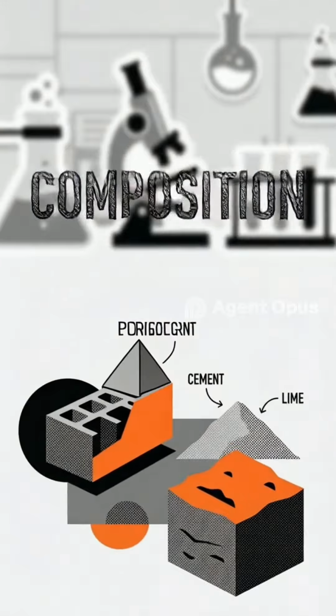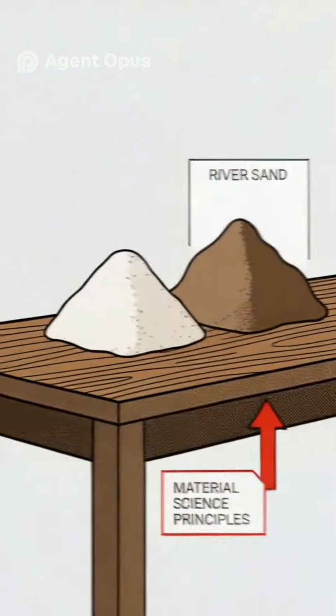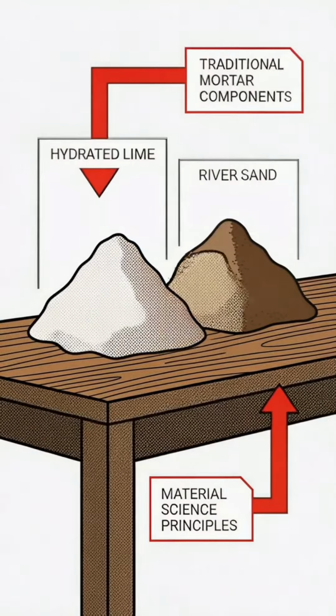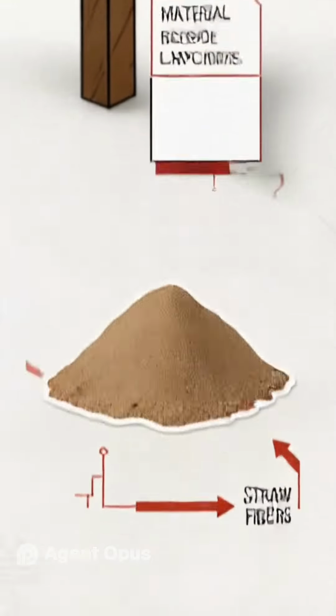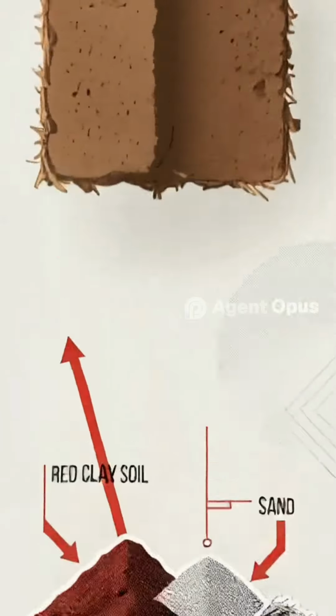Start with composition. Cement plaster is typically a mixture of Portland cement, sand, and water. Lime plaster consists primarily of hydrated lime and sand. Mud plaster is composed of clay-rich soil, sand, natural fibers, and water.